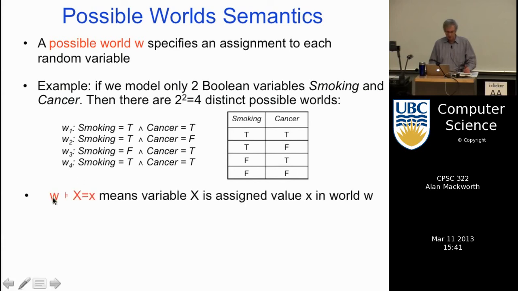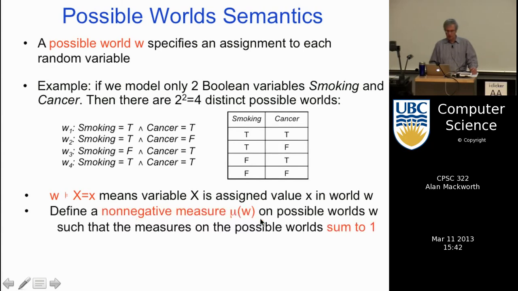And then we have some notation here. We use the same entailment notion. So in a world, X equals x means that variable X is assigned the value x in this world. So in world w, X equals x is forced. It's entailed.